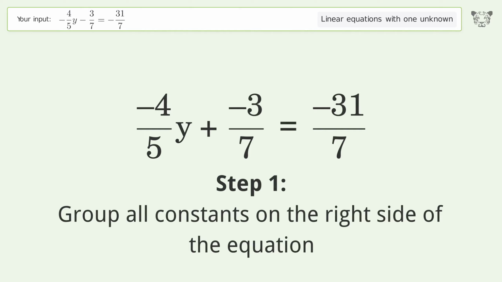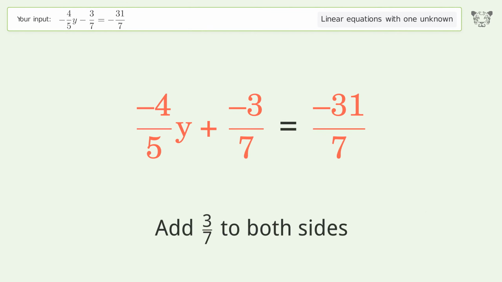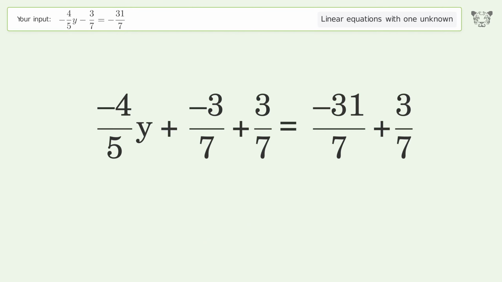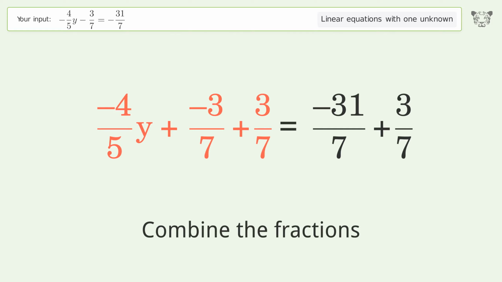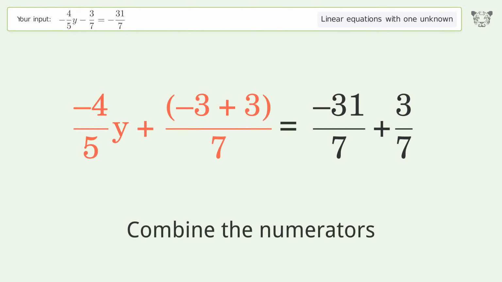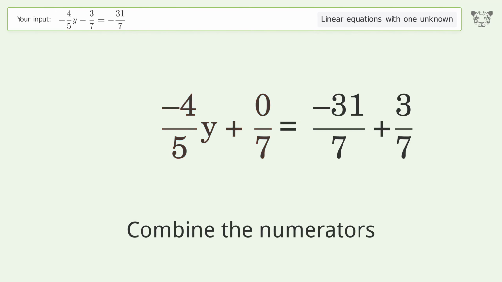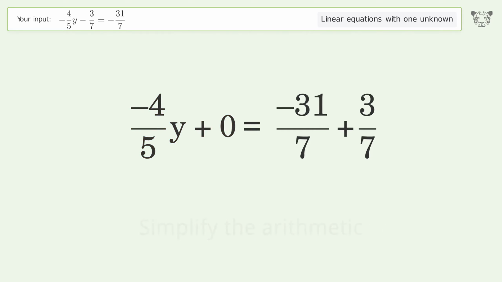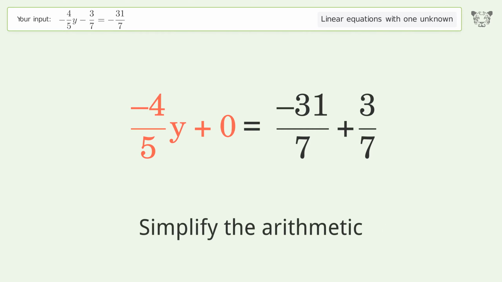Group all constants on the right side of the equation. Add 3/7 to both sides. Combine the fractions. Combine the numerators. Reduce the zero numerator. Simplify the arithmetic.